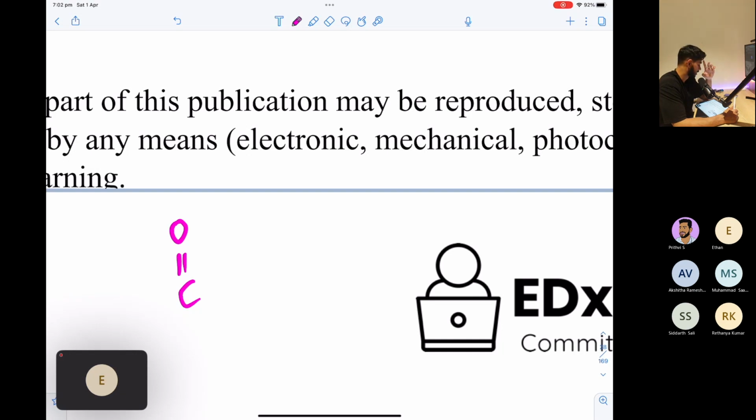Sid, what's the difference between an aldehyde and ketone then, if they have the same functional group? Aldehyde is the oxygen's at the end of the chain, while ketones it's like the middle. Good. Very good. Mohammed, on to you.